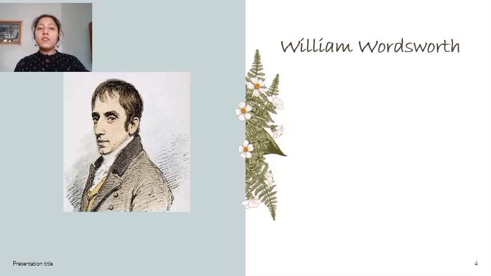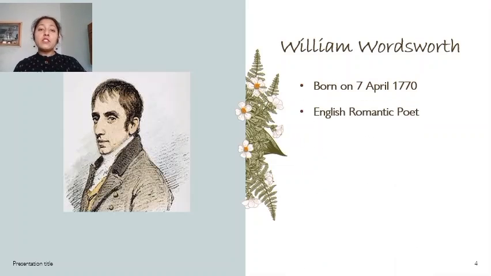He was born on 7th April 1770 in Cumberland in the northern part of England. When he was 8 years old, he lost his mother, and when he was 13 years old, he lost his father. And because of that, he used to live in nature. He was very near to nature in his childhood. So he was the first English romantic poet. Romanticism ushered in England in 1800 and ended in 1832.